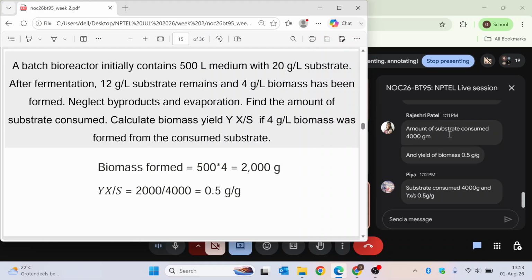So the amount consumed is 4,000 grams and the amount formed is 2000 grams. How? Because in a 500 liter medium, 4 gram per liter biomass concentration is 2000 grams. So 2000 grams of biomass is produced when 4000 grams of substrate is consumed, which gives us a biomass yield of 0.5 gram per gram.